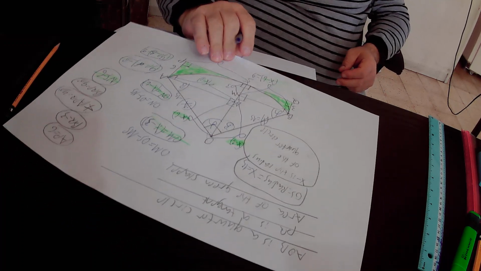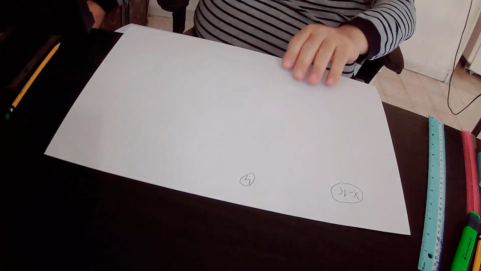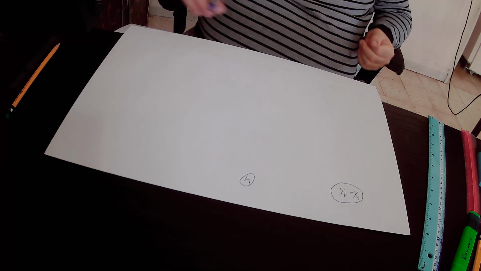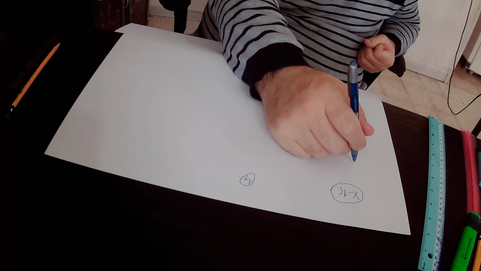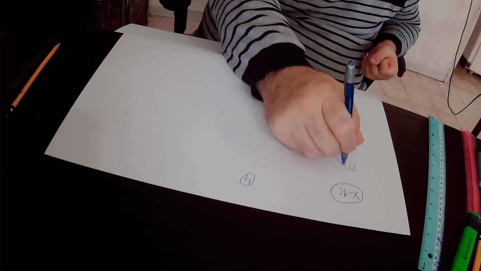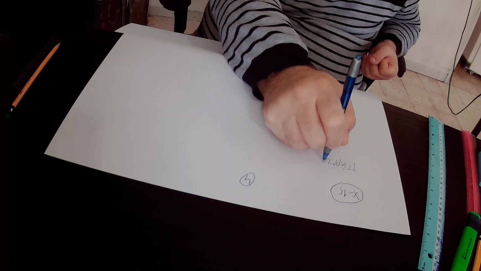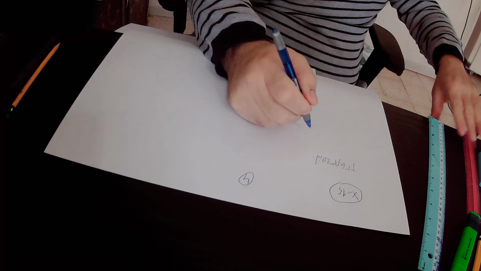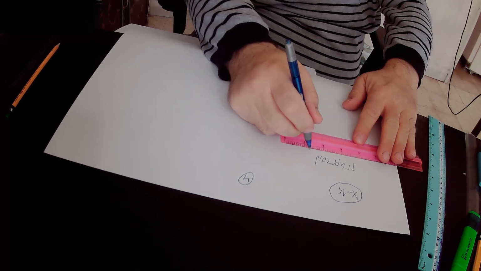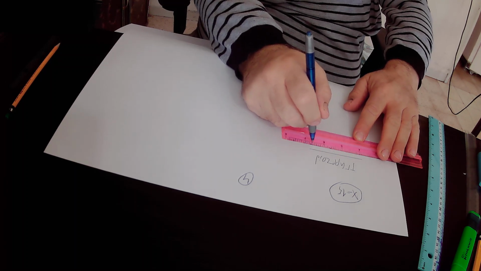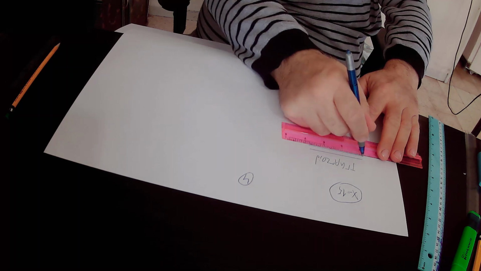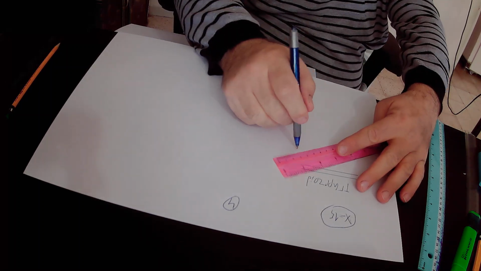Okay. So, in the next step, I will present to you the formula for the area of a trapezoid. I repeat again that a trapezoid is a quadrilateral with one pair of parallel lines.